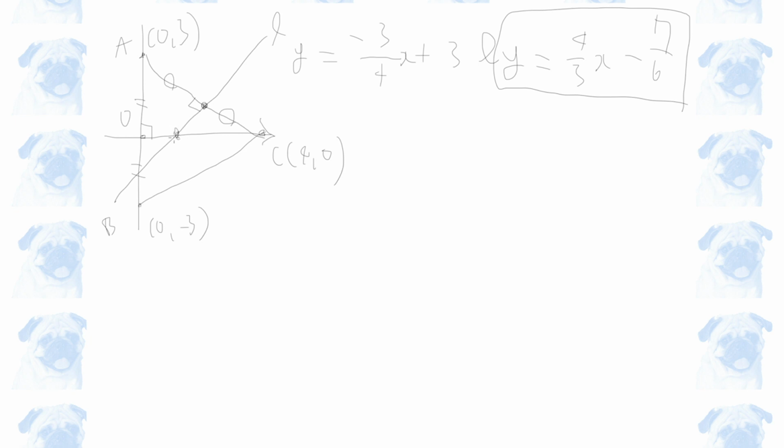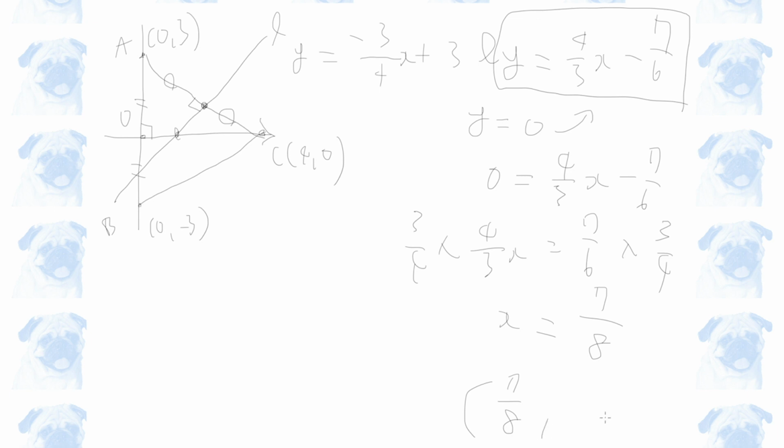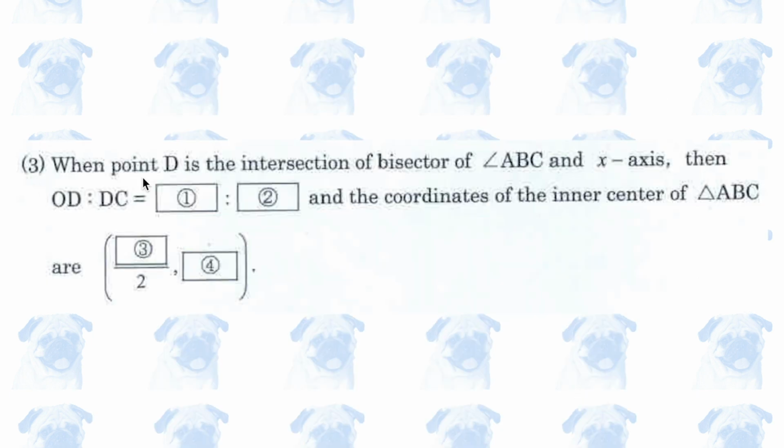Circumcenter is on the x-axis, so we have to plug in y equals 0 into this equation. So the x-coordinate of the circumcenter is 7 over 8, and of course the y-coordinate is 0 because it's on the x-axis. Number 3, point D is the intersection of the bisector of angle ABC and the x-axis.